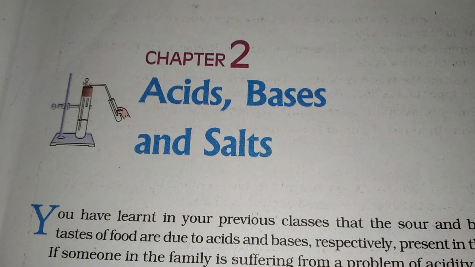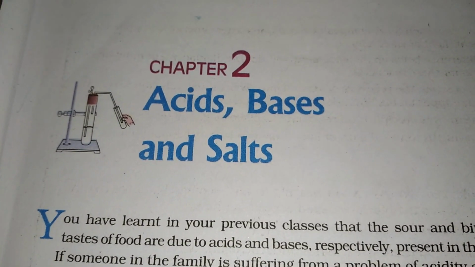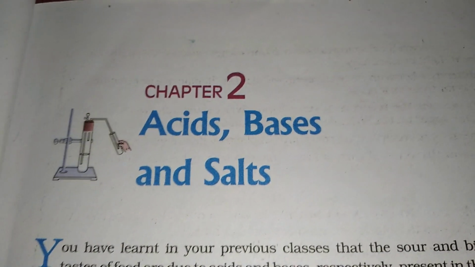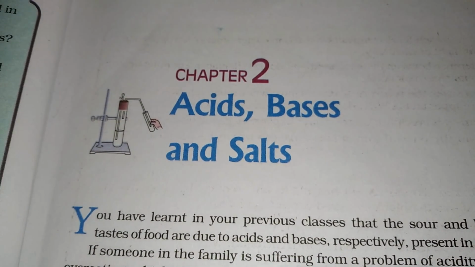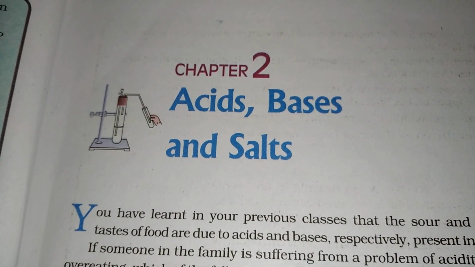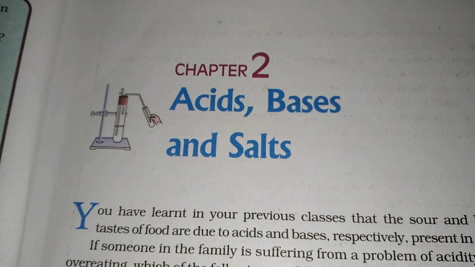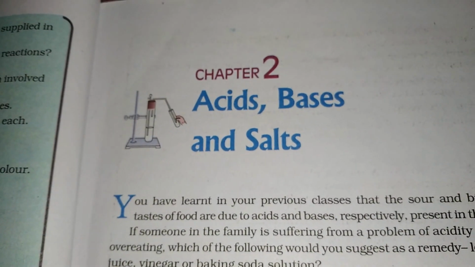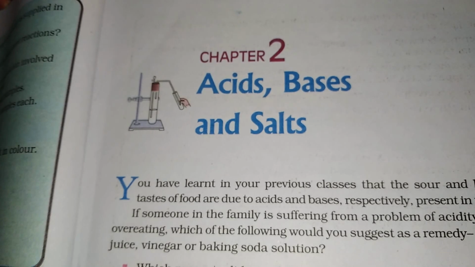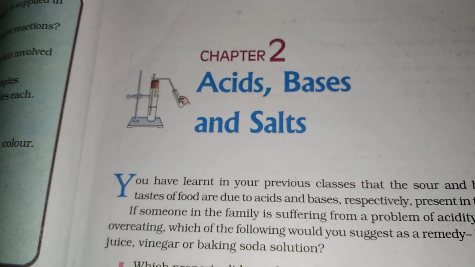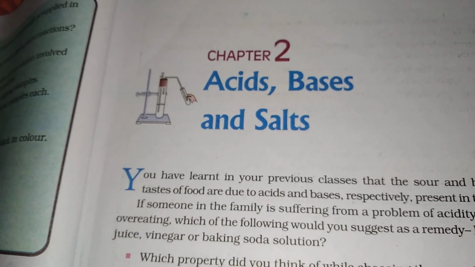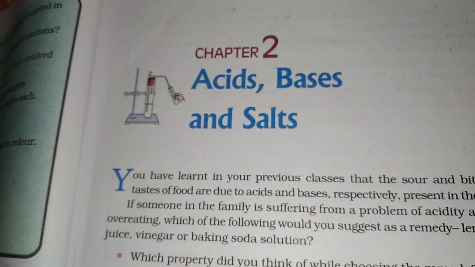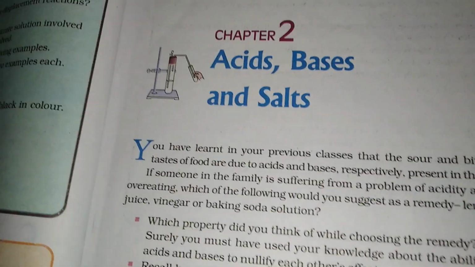In my previous video I had started chapter 2 of NCERT Science class 10, acids, bases and salts. In that video I have already discussed the basic nature of acids and bases. Today we will discuss the indicators. How can we know which substance is an acid and which is a base? That we came to know with the help of indicators. So let's start learning about indicators.